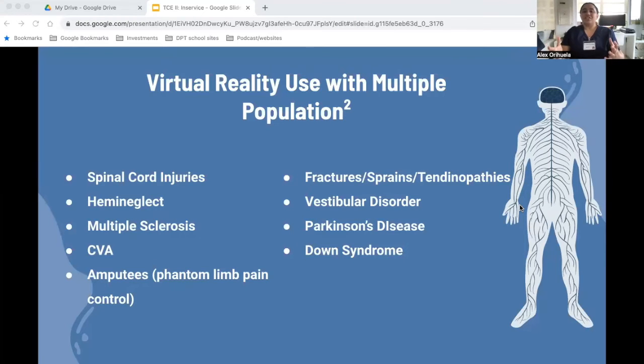So what populations has virtual reality been utilized with? As demonstrated in this slide, it has been used with individuals with spinal cord injuries, individuals who suffer stroke, as well as amputees and others. Today, we'll discuss its effectiveness for individuals with Parkinson's disease, vestibular disorders, and Down syndrome.